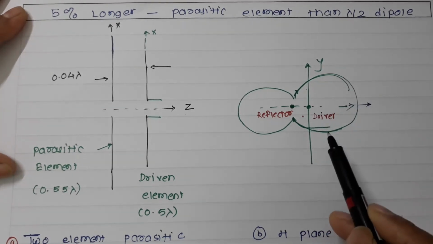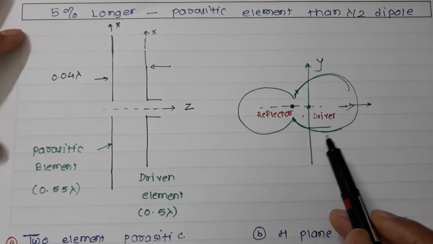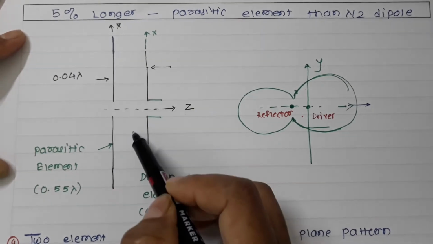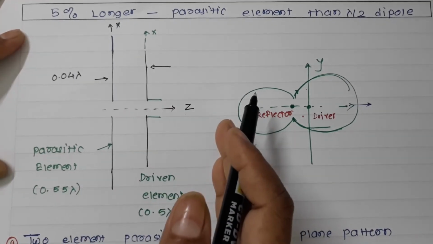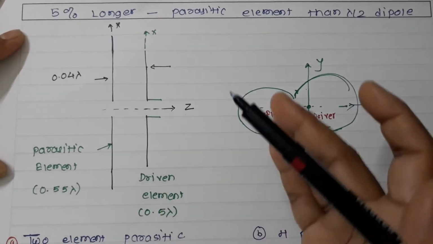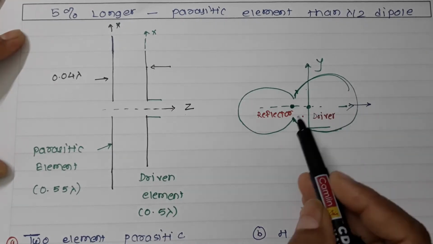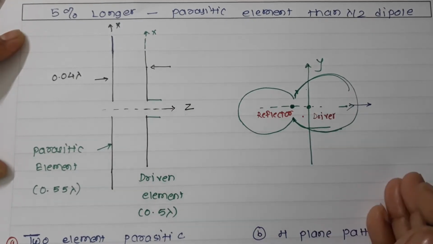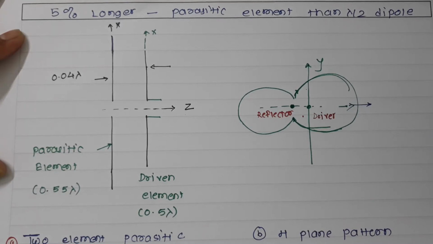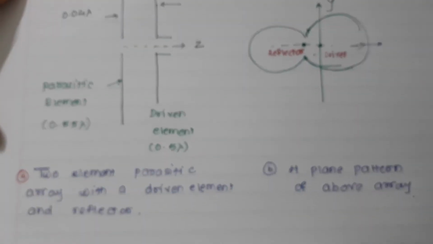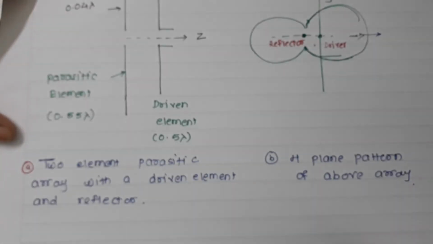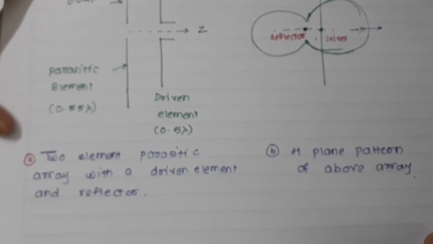Now it seems like the parasitic element, which is longer than the driven element, is reflecting the beam on the left side in the right direction. So reflections go here, which results in a single beam in the right direction. That is why the parasitic element is longer than the driven element. Here, as we have concluded, our parasitic element is longer than the driven element.